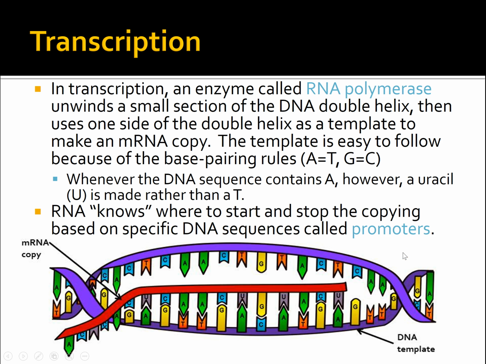RNA knows where to start and stop the copying based on specific DNA sequences called promoters. So there's a specific code in here that will tell the RNA where to begin.